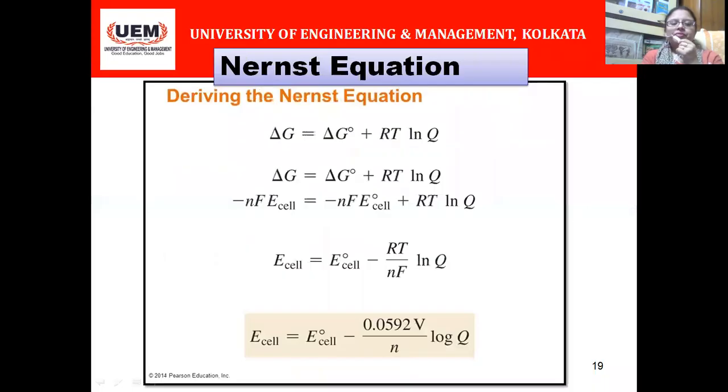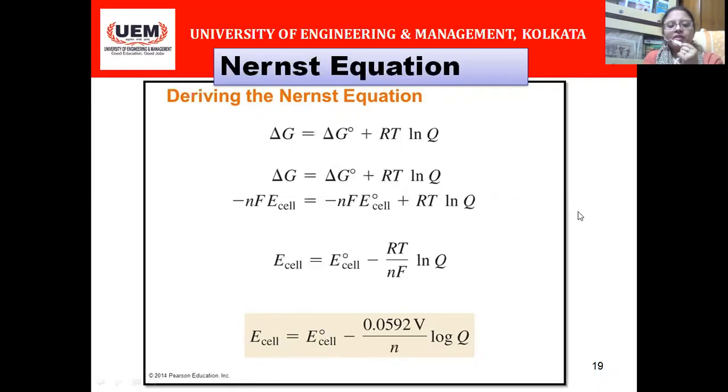Today I'll teach about one very important equation that is called the Nernst equation. We use the Nernst equation to measure the electrode potential, right? See, there are 2 new terms. One is E cell, one is E naught cell. E cell is called the electrode potential and E naught cell is called the standard electrode potential.